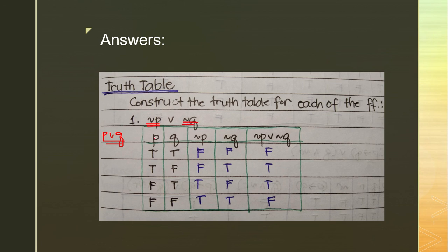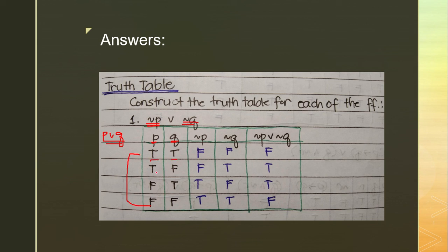So first, we specify the original atomic statements, which have no connective. Then we evaluate these first. Since we have two variables P and Q, we'll have four combinations. Okay, and here are the different combinations.